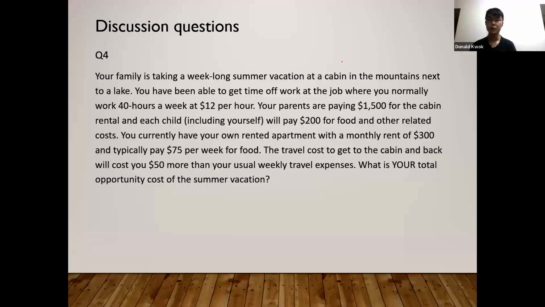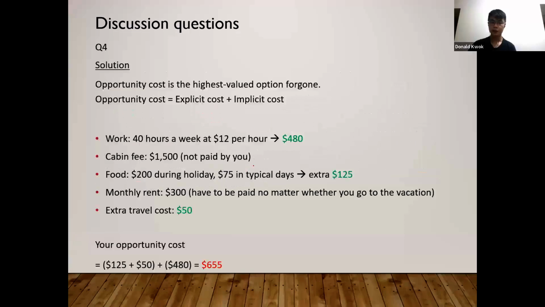All right, so let's go through the numbers one by one to calculate your total opportunity cost of the summer vacation. Okay, so you have been able to get time off work at the job where you normally work 40 hours a week at $12 per hour. So this would be an implicit cost in this example, right? Because when you go on the summer vacation, you forgo the option to work at a job to earn income. So this would be an implicit cost in this example. Okay, so 40 hours a week at $12 per hour. So the implicit cost part here, 480.